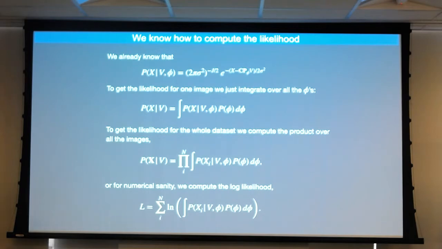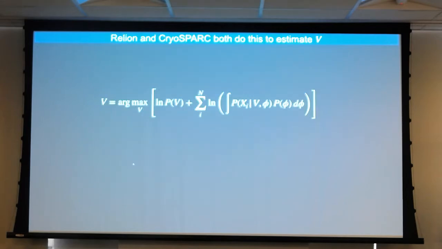Okay, so I think you see where we're going with this. We're going to maximize something having to do with that likelihood. And in fact, RELION, cryoSPARC and any other maximum likelihood type reconstruction programs, all they do is just solve this equation, find the V that maximizes this thing, where this thing is the log of the posterior probability.